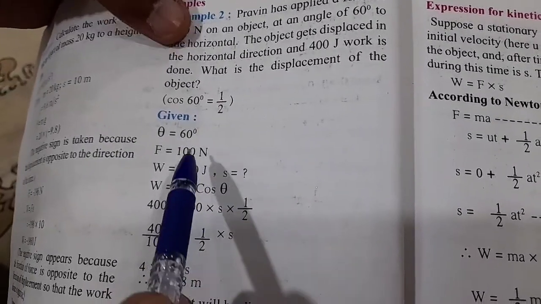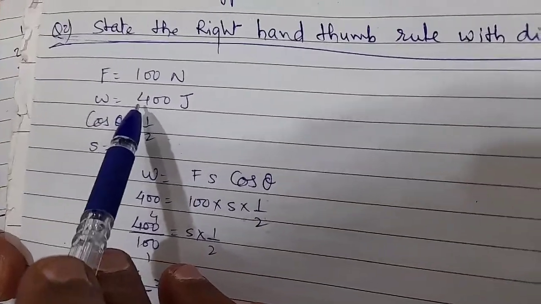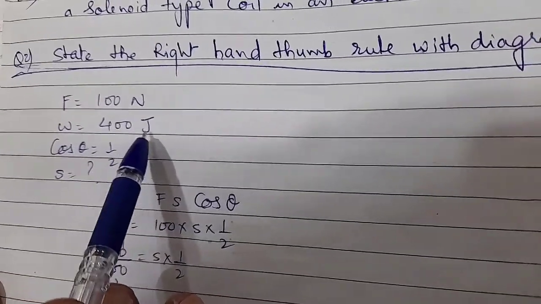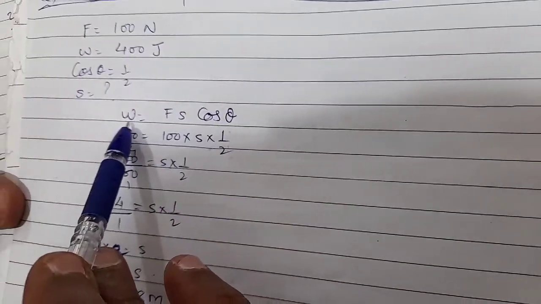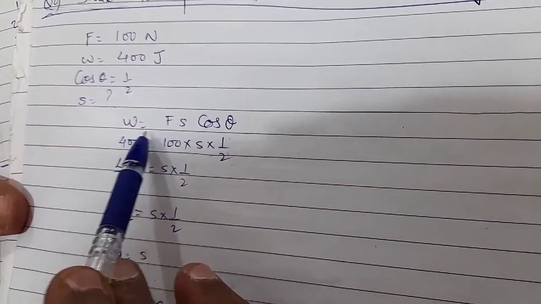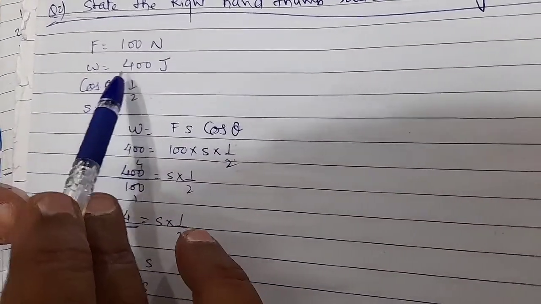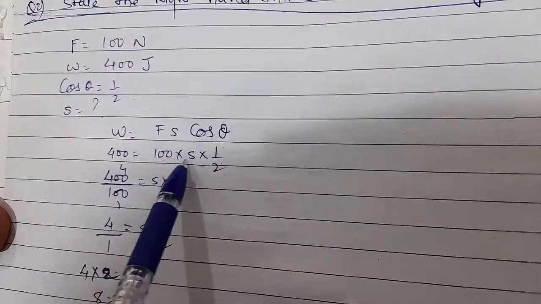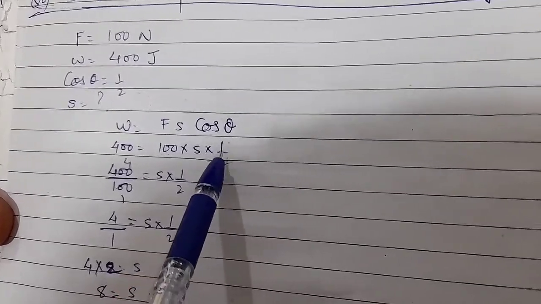Now I will show you in a better manner. See here, force is given in that example as 100 Newton, then W is given as 400 joule, cos theta is 1/2, and S we have to find. Actually we have seen the formula for work is F into S into cos theta. So now we will put the values. W is 400, then F is 100, into S, which we have to find, into cos theta, whose value is 1/2.